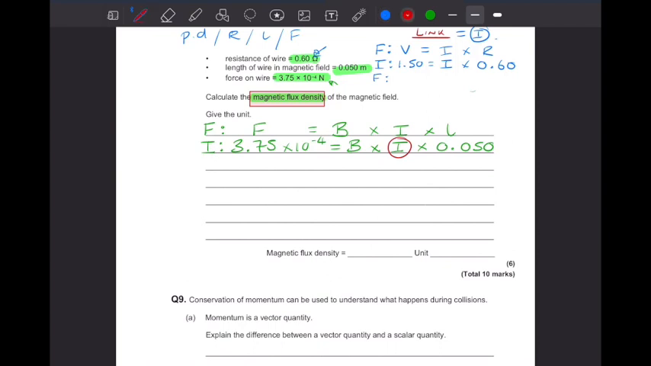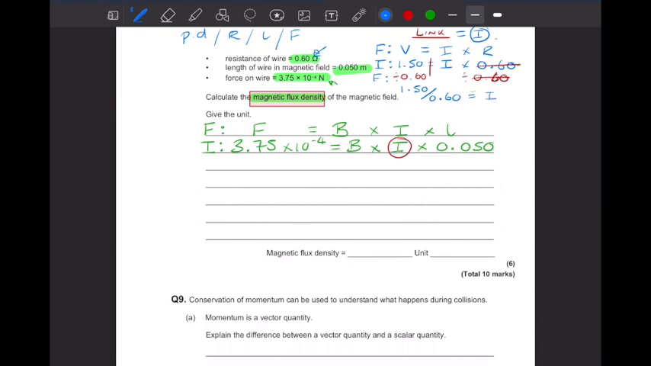So what's happening to I? Well, it's currently being times by 0.60. So I'm going to divide by 0.60, and that will cancel out, leaving I on its own. But if I divide that side of the equal sign, I have to do the same to the other. So 1.50 divided by 0.60 is equal to I.